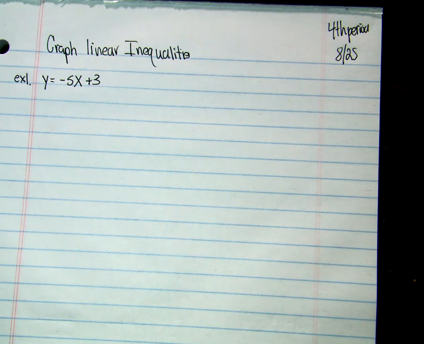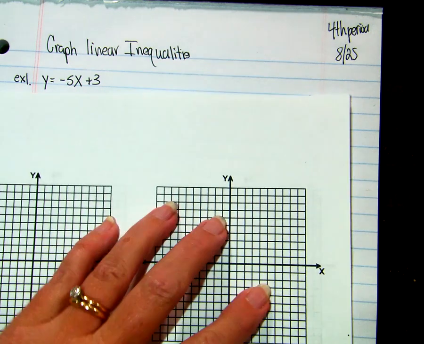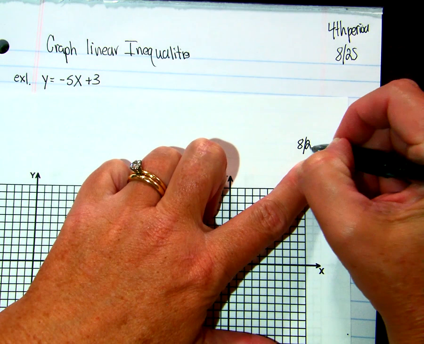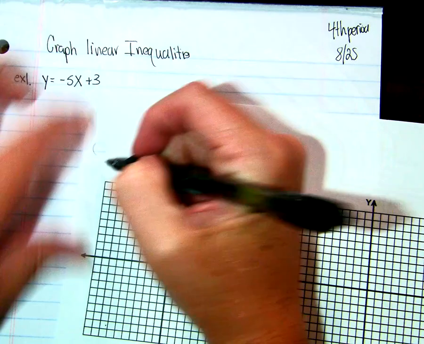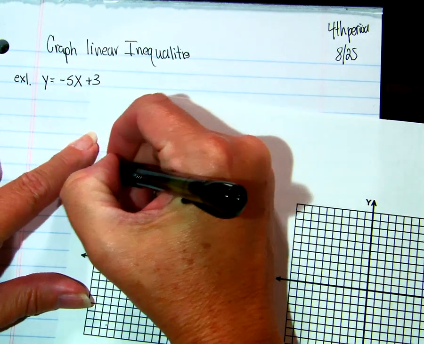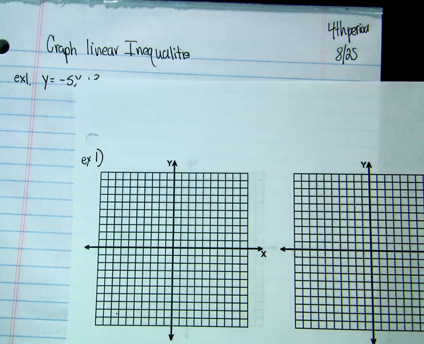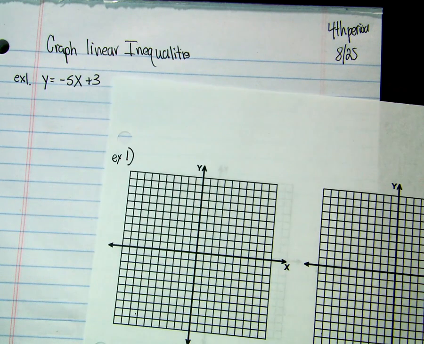So go to your graph paper. Do this for me to be neat and organized. Put today's date. And then go over to the first one, whichever one you're going to use first, and put an example 1 there so that your notes will match your paper. All right? Let's graph y equals negative 5x plus 3.